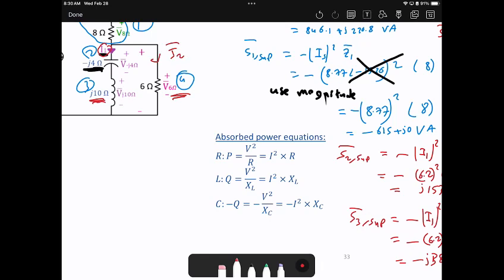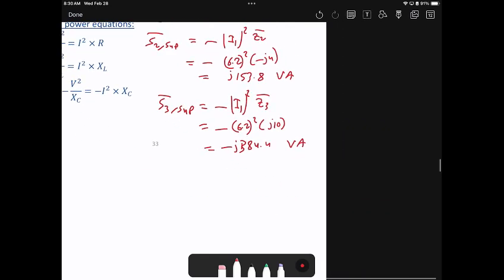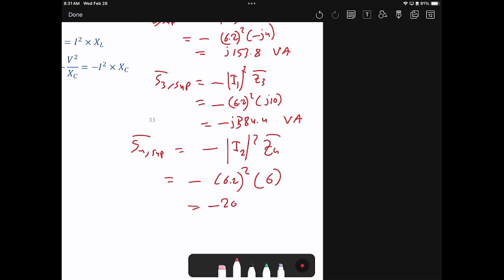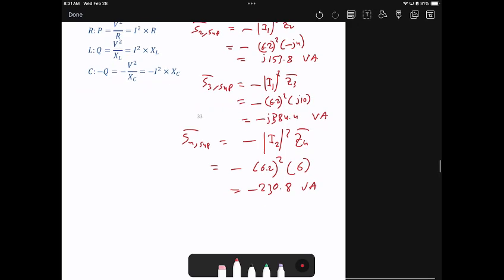bar. Then it will be I2 square times Z4. So the power supplied by element number 4 is negative because this element is absorbing. So negative I2 square times Z4 bar, which is negative, I2 is 6.2 as a magnitude, then to put the angle, times Z4 bar. Z4 bar is 6. So the answer will be negative 230.8 volt-amperes. Now let's verify the conservation of power.